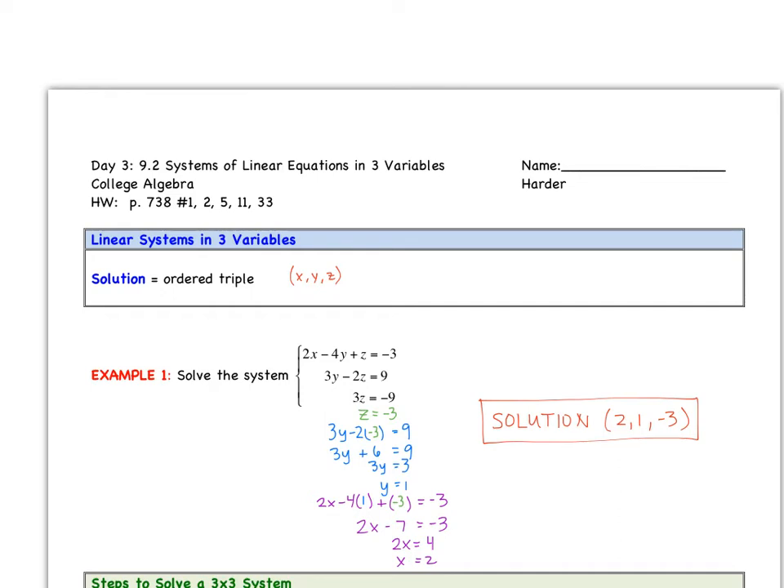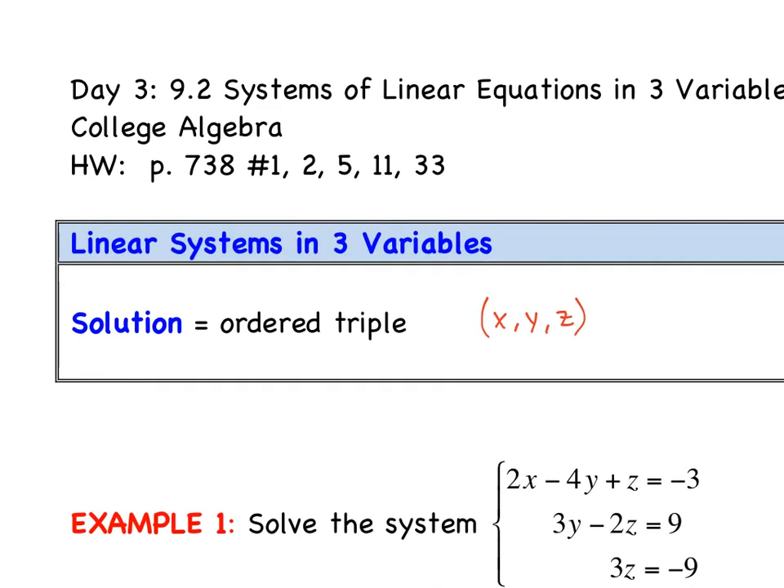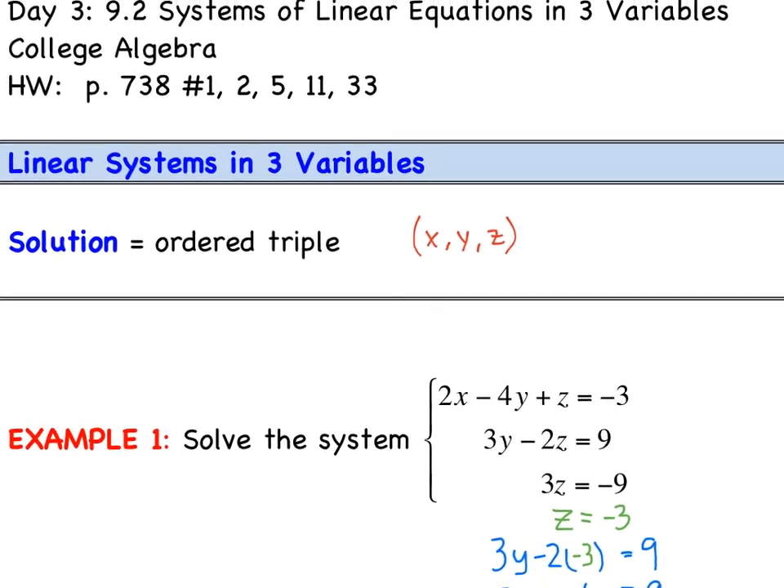Welcome to 9.2 Systems of Equations in 3 Variables. Today we're going to talk about solving 3 by 3 systems, meaning 3 equations with 3 variables. Our solution will now be an ordered triple, and that ordered triple is going to be in the order x, y, z, or in alphabetical order depending on what variables you are given. So let's just jump straight into our first example here.